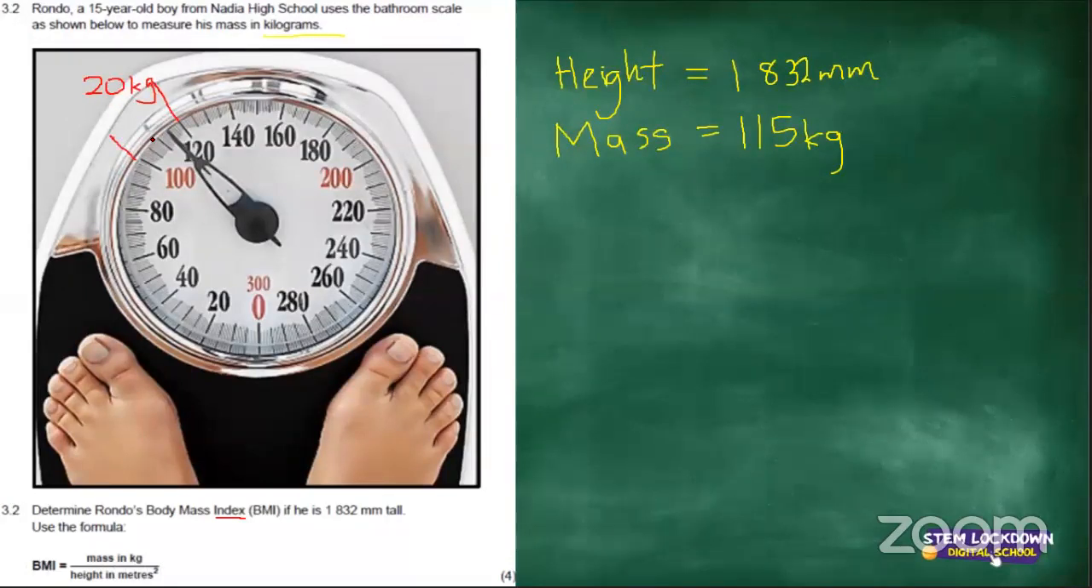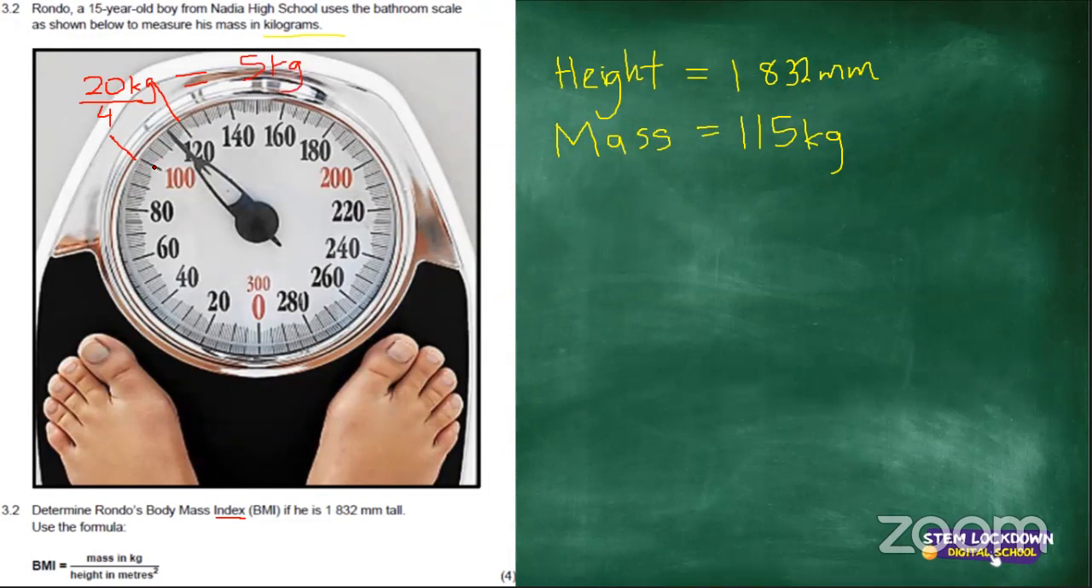Now let's look at these small increments, small intervals. It's 1, 2, 3, 4. It's 4 from 100 to 120. So divide by 4. If you divide by 4, you get 5. So this tells us that each small increment is 5.